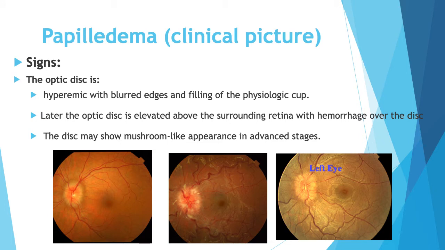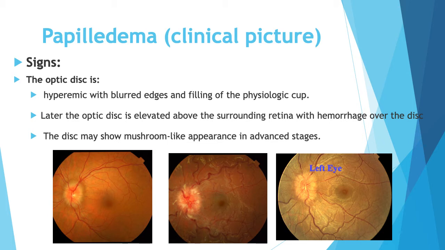How about the signs? We look at the fundus and we look at the optic disc. We can see it hyperemic with blurred edges, and filling of the physiological cup. There starts to be filling of the cup. Then later on, the optic disc is markedly elevated above the surrounding retina. It's not flat anymore, with sometimes hemorrhage on its surface, and there is marked congestion of the retinal veins due to back pressure on these veins.